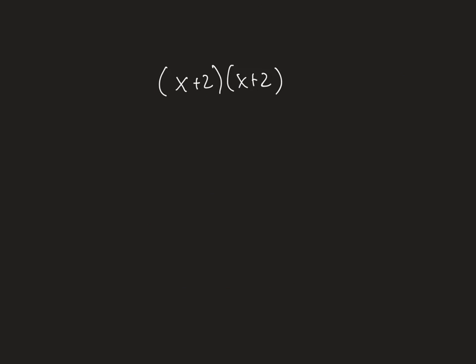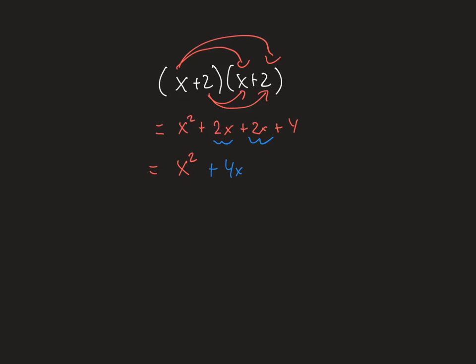So let's see how this works in terms of numbers. Let's take a look at this example. I have x plus 2 times x plus 2. Well, this should be the same thing as saying x squared plus 2x plus 2x plus 4. So I'm going to have x squared. I got 2 apples. My friend has 2 apples. I'm going to add them together and get 4 apples. And then finally, plus 4.